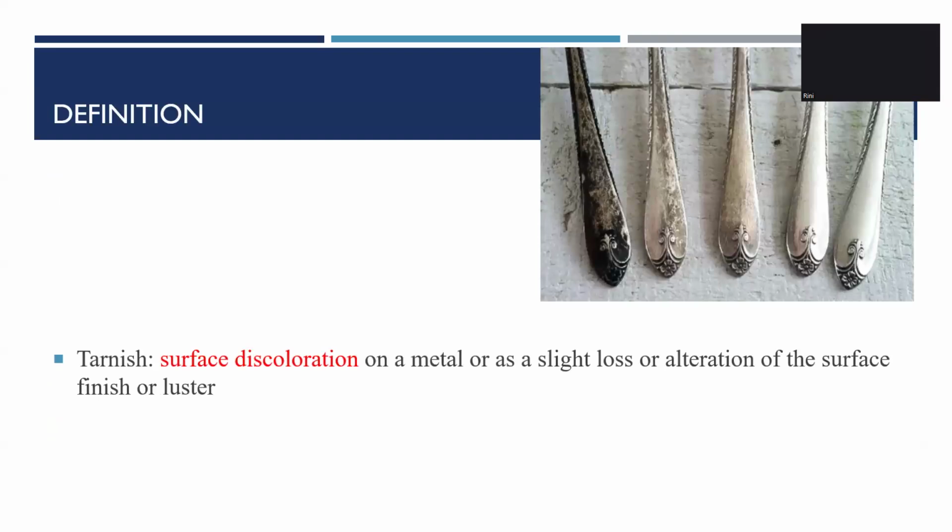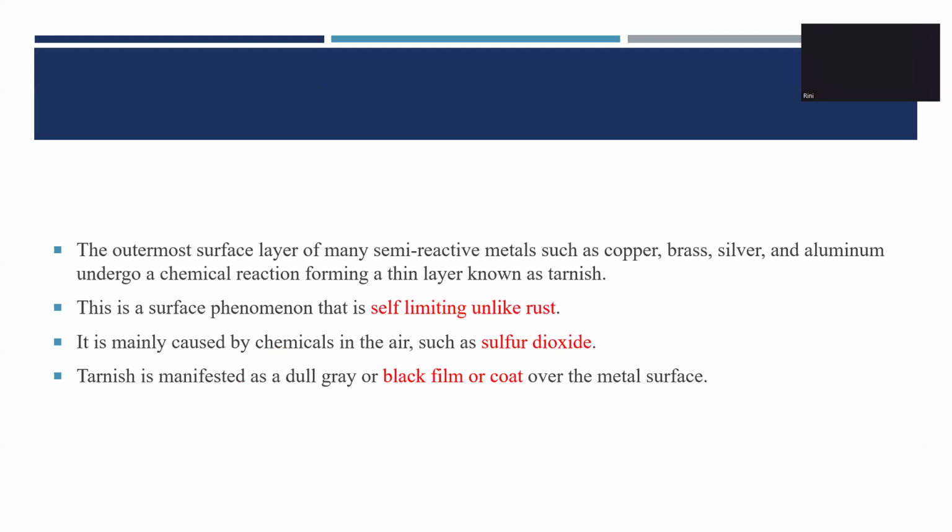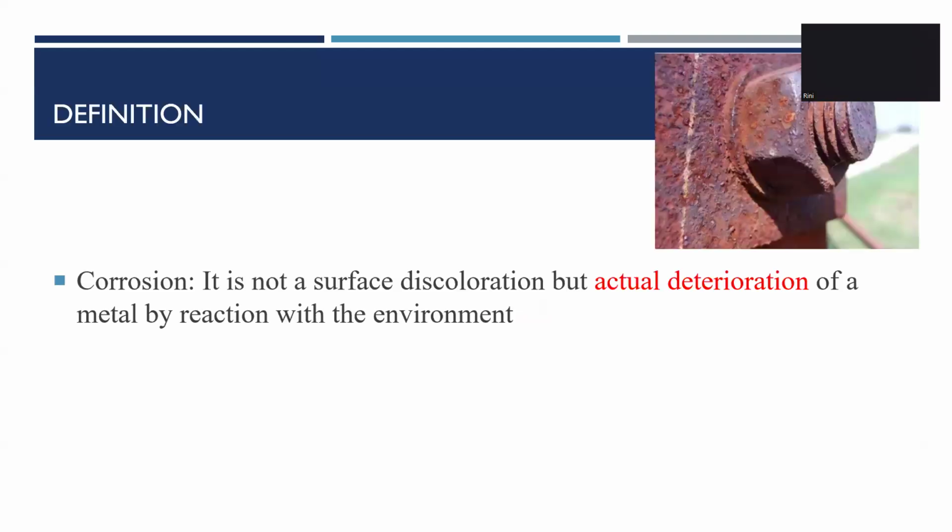So coming to the definition of tarnish and corrosion, tarnish, as we can see from the diagram, is a surface discoloration on a metal or a slight loss or alteration of the surface finish or luster. The outermost surface layer of many semi-reactive metals such as copper, brass, silver, and aluminium undergoes a chemical reaction forming a thin layer known as tarnish. This is a surface phenomenon that is self-limiting, unlike rust. It is mainly caused by chemicals in the air such as sulfur dioxide. Tarnish is manifested as a dull gray or black film or coat over the metal surface.